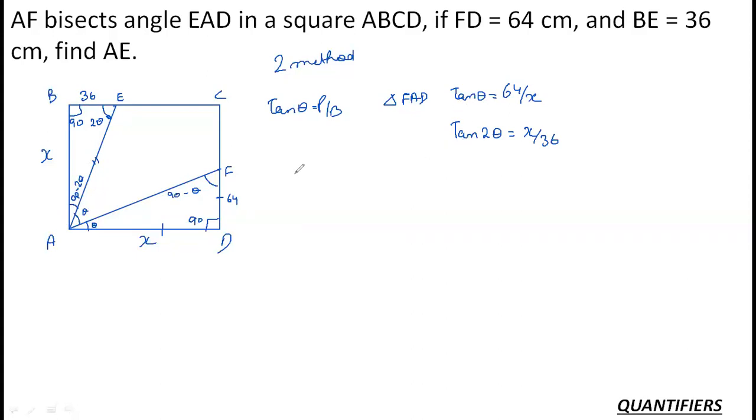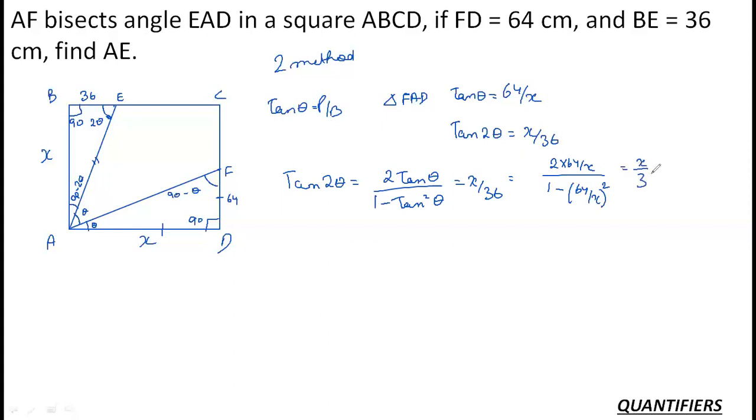Now this is tan theta, this is tan 2 theta. I cannot directly use it. But what is tan 2 theta? Tan 2 theta is nothing but 2 tan theta upon 1 minus tan square theta. This is the basic identity, right? And all this is equivalent to X upon 36. If I substitute the value of tan theta here, 64 by X. So 2 into 64 upon X upon 1 minus (64 upon X) whole square is equal to X upon 36.